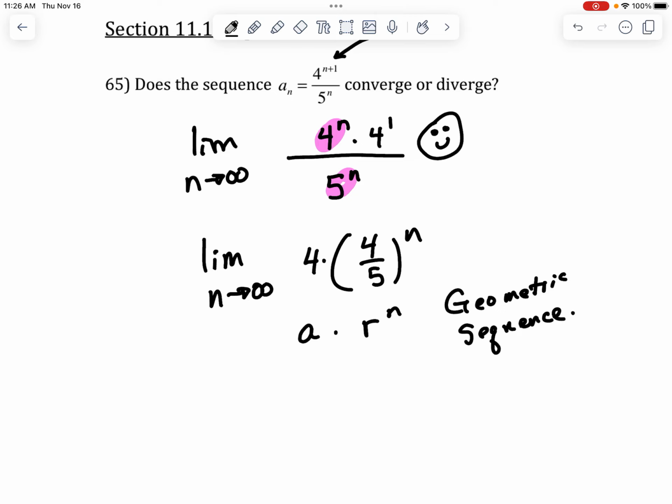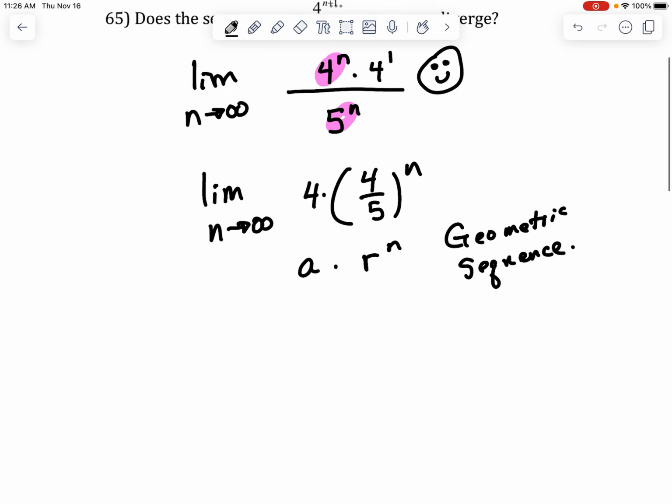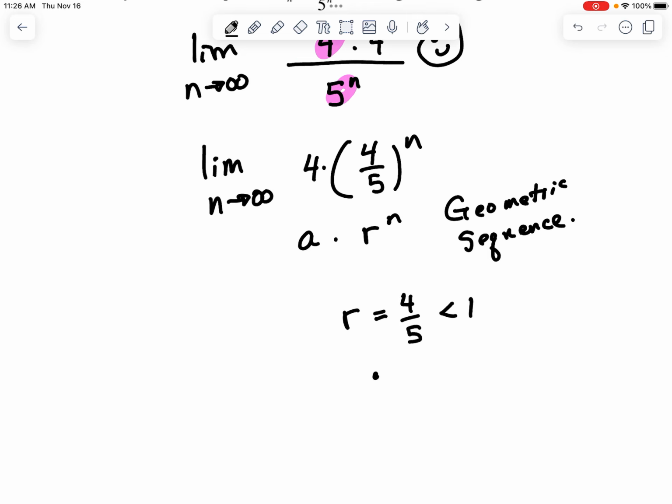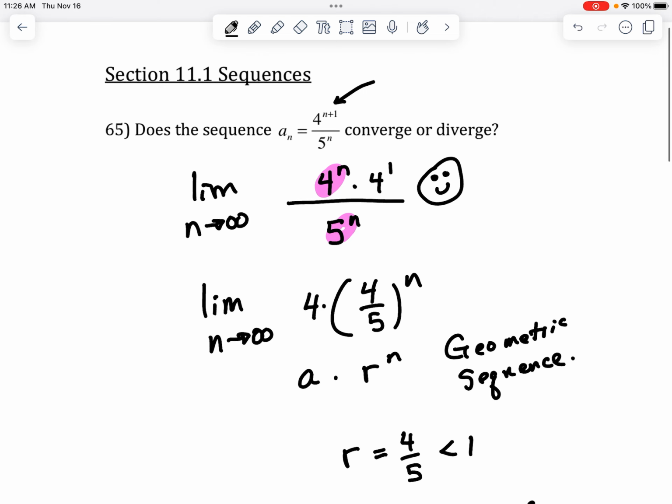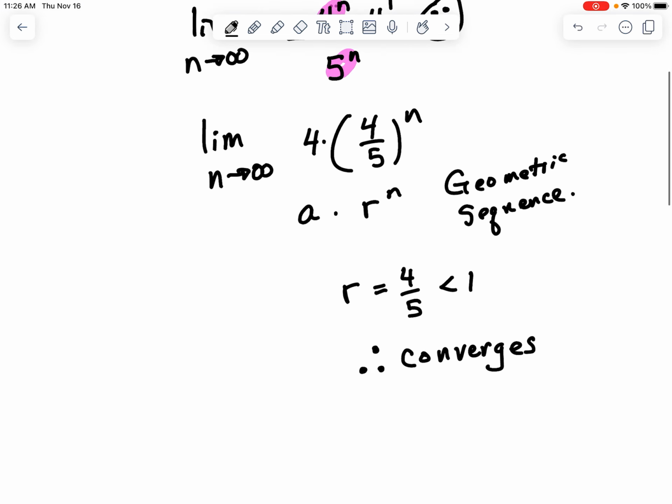So in section 11.2, we would actually add this up. It's just saying, does it converge? Since it's a geometric sequence and r equals 4 over 5, well, the rule is if that's less than 1, it converges. So the r is 4/5, that's less than 1, therefore it converges. And the directions on this one just ask, does it converge or diverge? So this is my proof that it converges.